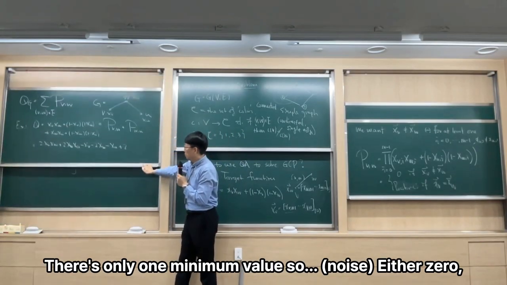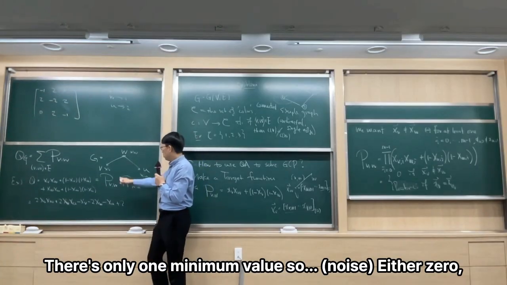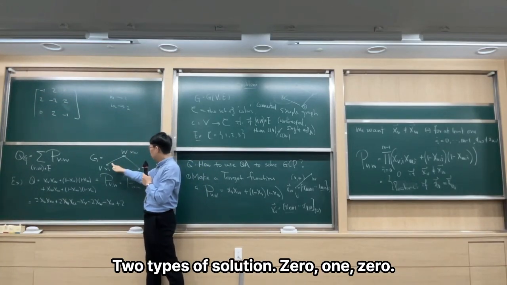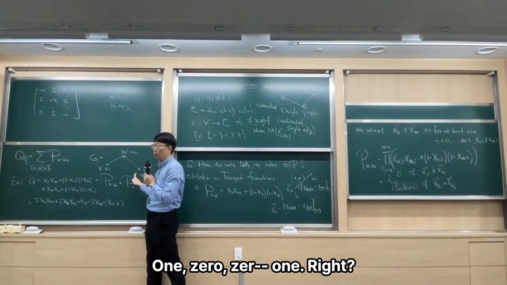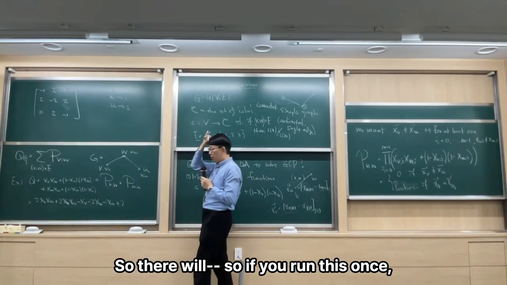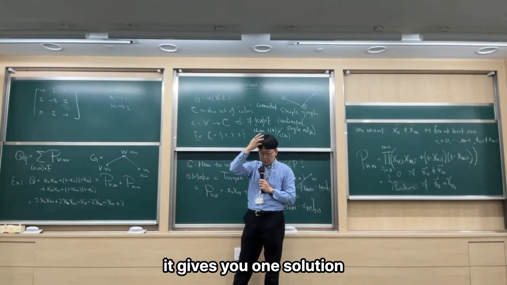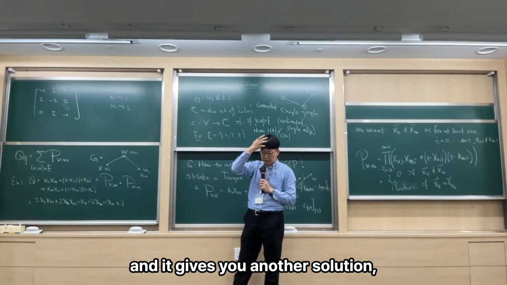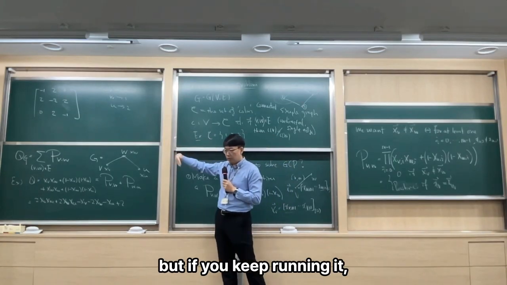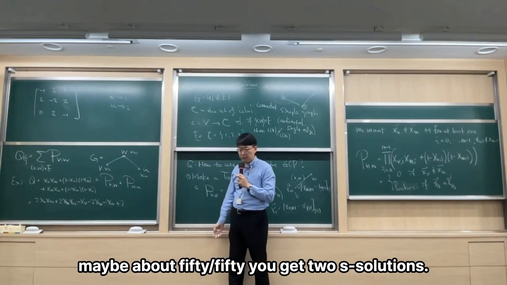So it's either 0, 1, 0. I mean, there are two solutions, right? Two types of solutions: 0, 1, 0 and 1, 0, 0, 1. Right? So there are only two. So if you run this once, it gives you one solution, and if you run it twice it gives you another solution, maybe the same solution as before, but if you keep running it, maybe about 50-50, you get two solutions.